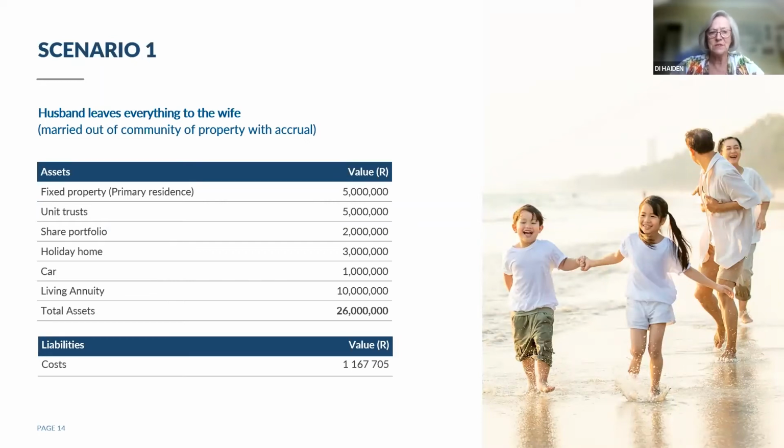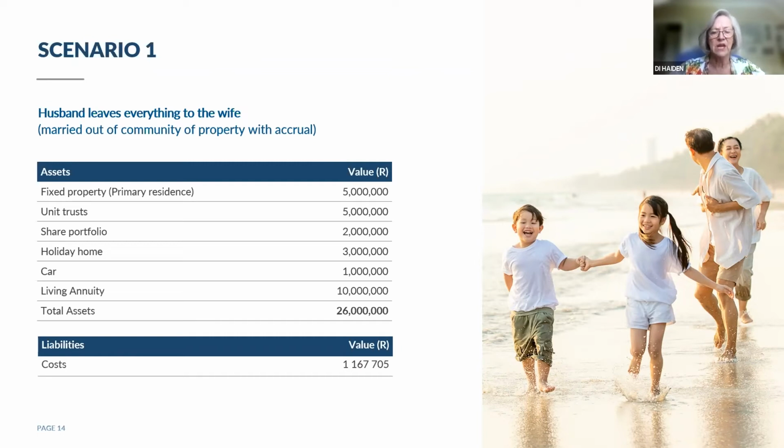The husband has popped off first, and he leaves everything to his wife, married out of community of property with accrual. And you'll see what the effect of that is. So when Joe dies, these are his assets. And I'm sure you know exactly what we're talking about here. They don't need any explanation. There's a total of 26 million, except for the living annuity, and you might wonder why we've put that in there.